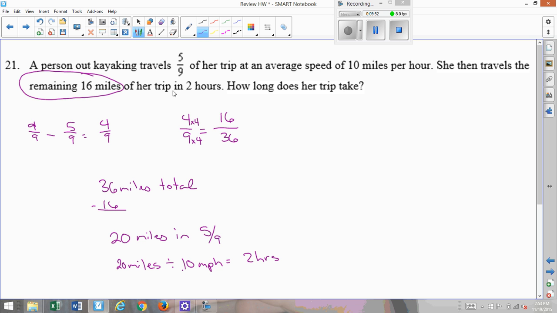And then the second part of the trip, they already gave it to us, is another 2 hours. So 2 hours plus 2 hours equals 4 hours total.